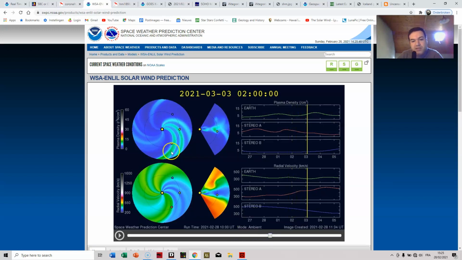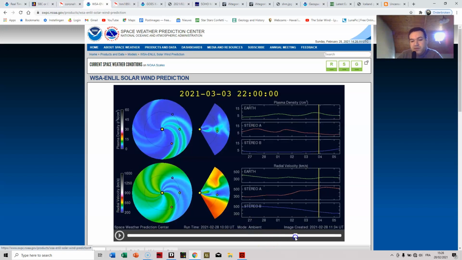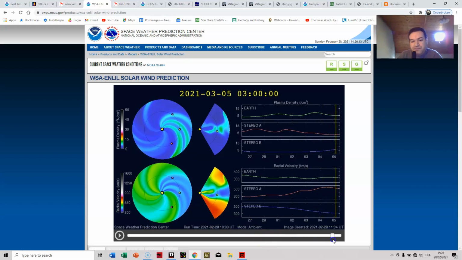There are several bands of density. The speed, however, is very low for this solar wind stream. As you can see, the velocity stays almost nearly at 300 or 400 kilometers a second. This blue color over here represents the lowest velocity of the wind speed. And as you can see, this will not change until a few days later.